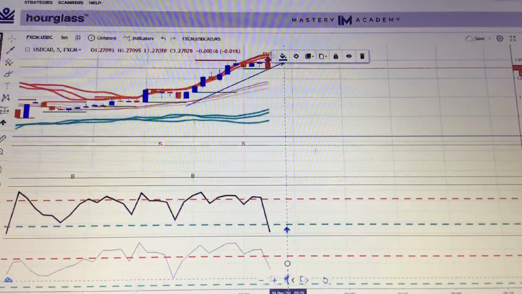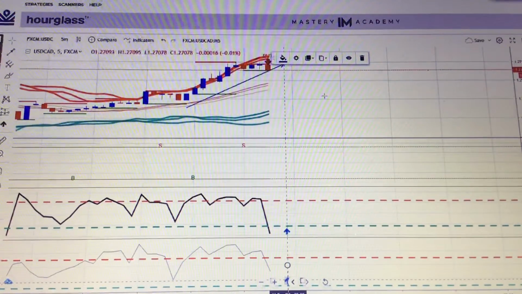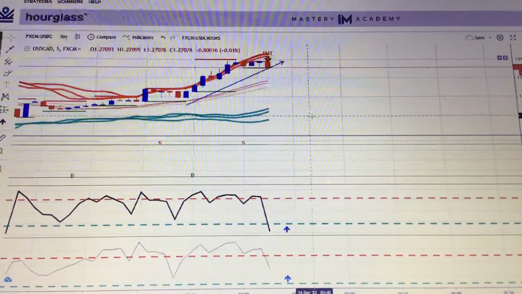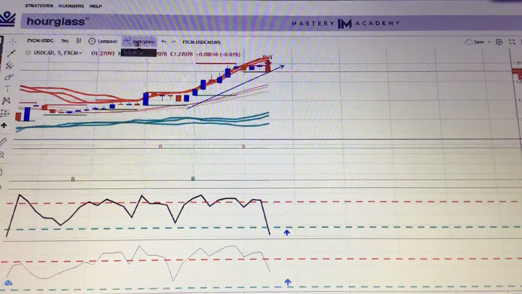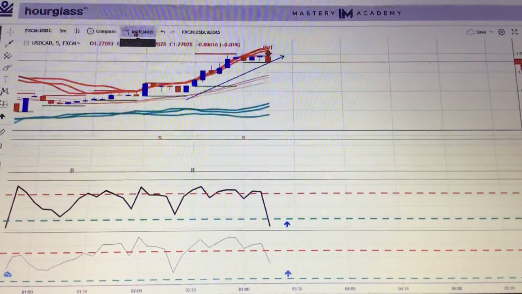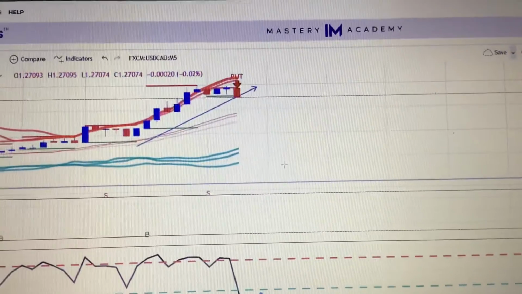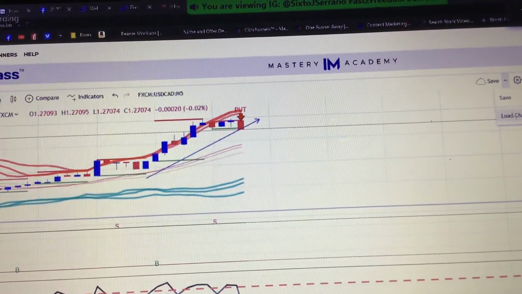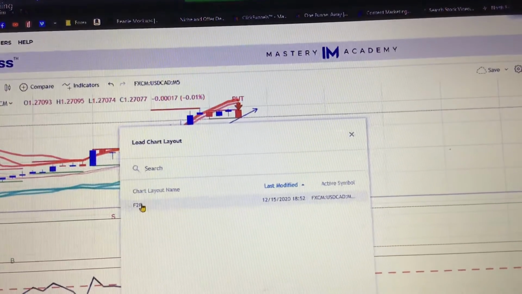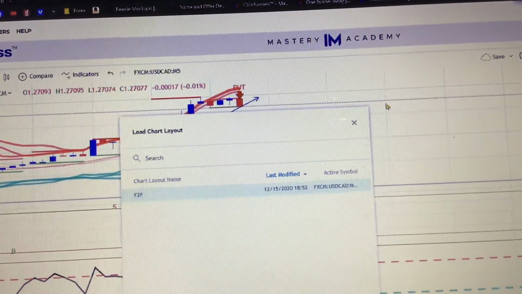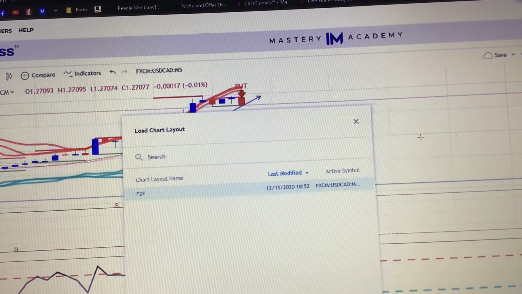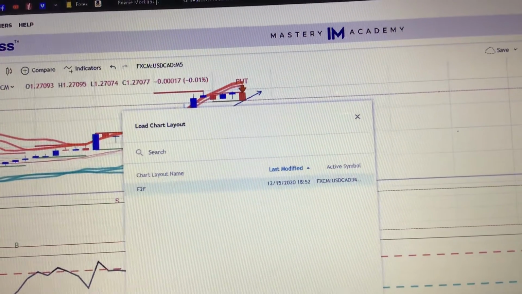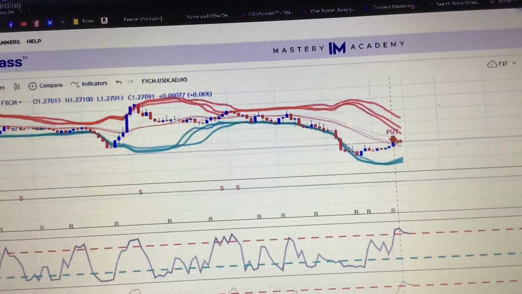Now, what I like about the new update, everyone, well, those of you that have been with me for a while, you know I love my RSI indicator and my settings. So I'm going to add it. Actually, I saved it, which is pretty cool. You can add it and then save it. Load chart, because I already saved it. I just named it F2F. There we go, so now I have my RSI down here and it's on my settings.